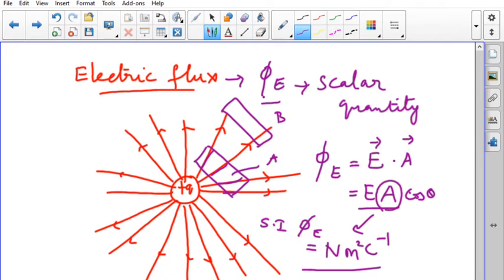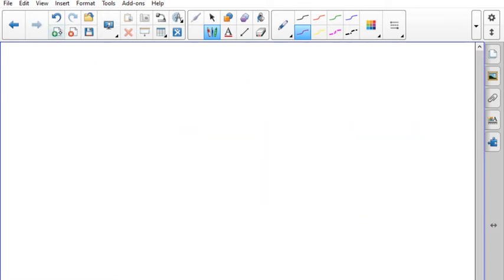Now let us get into the next topic, electric flux for a uniform electric field. Yes, it's very simple, you know. It is a basic thing: a uniform electric field has parallel lines.